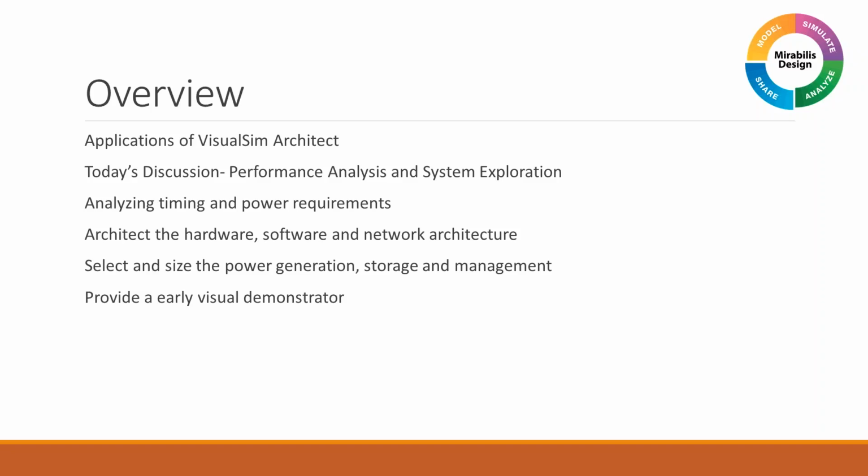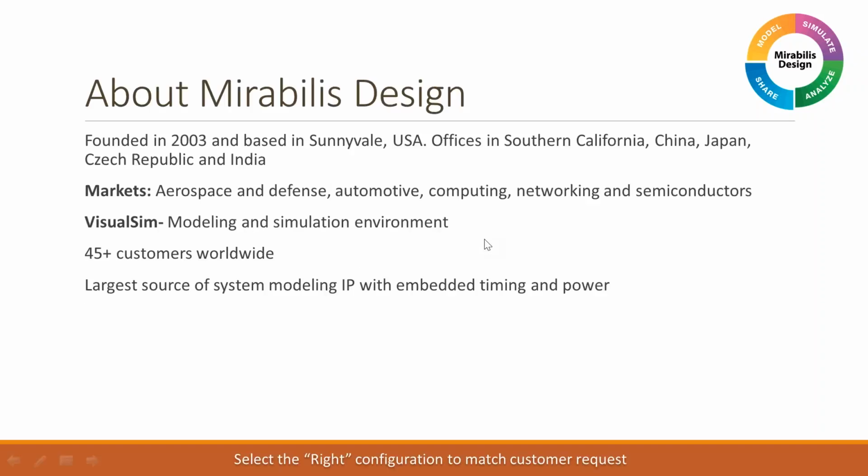We have webinars every other week and we try to cover as many of the applications of VisualSim as we can. The main items we're going to cover today are timing and power analysis. We're looking at architecting hardware, software, and the network architecture. We're also going to look at an end-to-end design of your power system, right from generation, storage, management, and consumption. And finally, we're going to look at an early visual demonstrator that you can attach to your proposals, or even use for some early demonstrations for certification or for other customer applications.